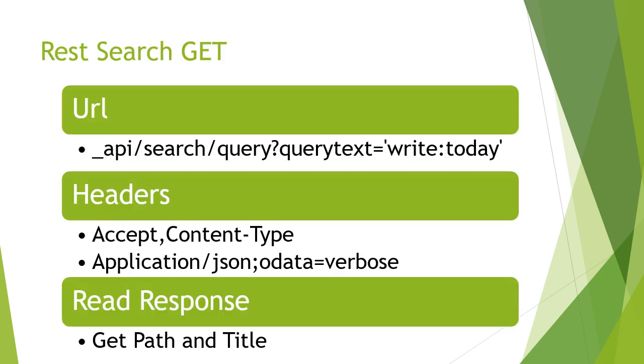So let's get started. First, you need to get the URL ready. The URL for getting the items which are created today uses the search API. We have to pass the query text write:today. As usual, we pass the accept and content type application JSON or data equal to verbose. And here we will focus on reading the response. What are the properties we are going to read? We are going to read the path and the title.